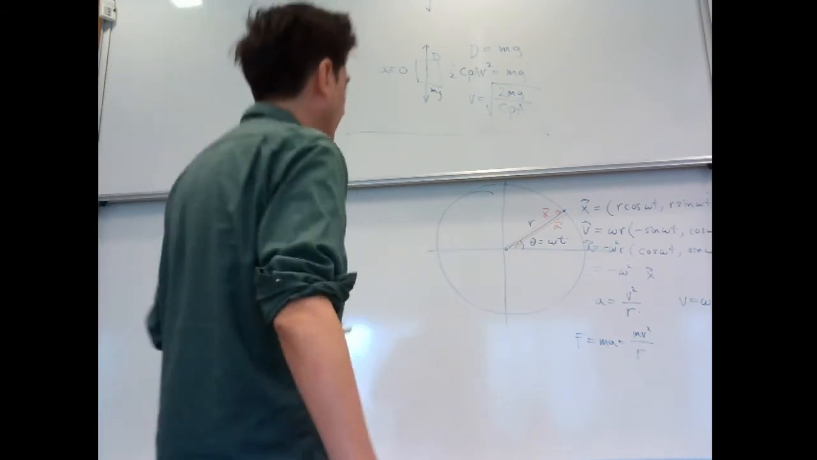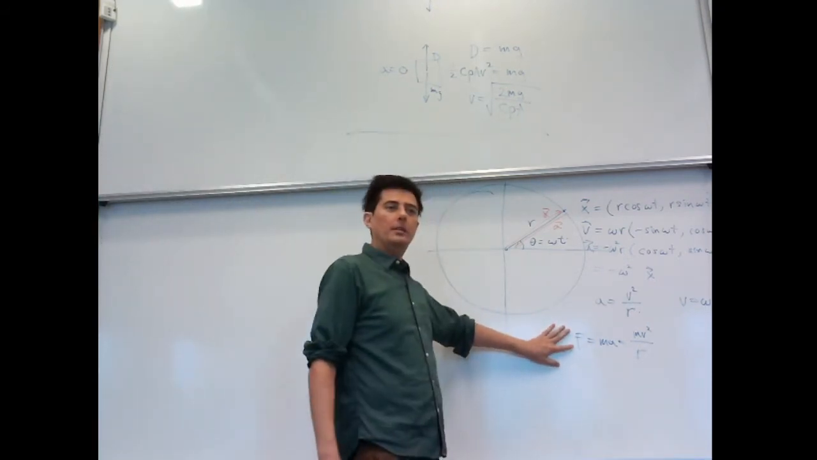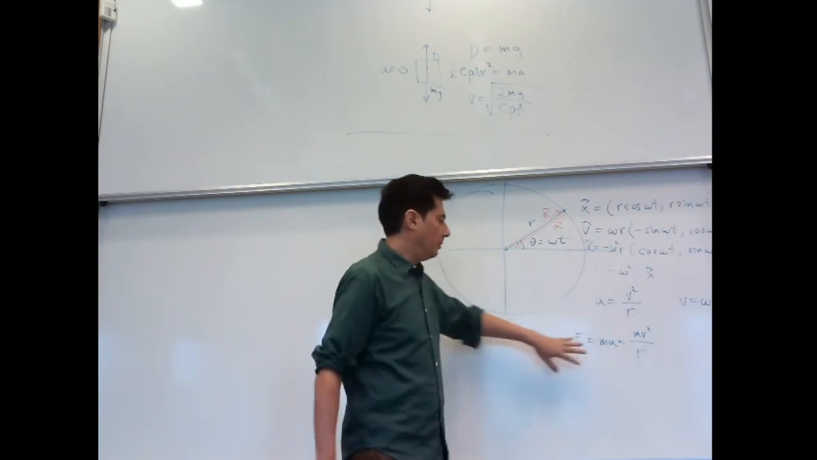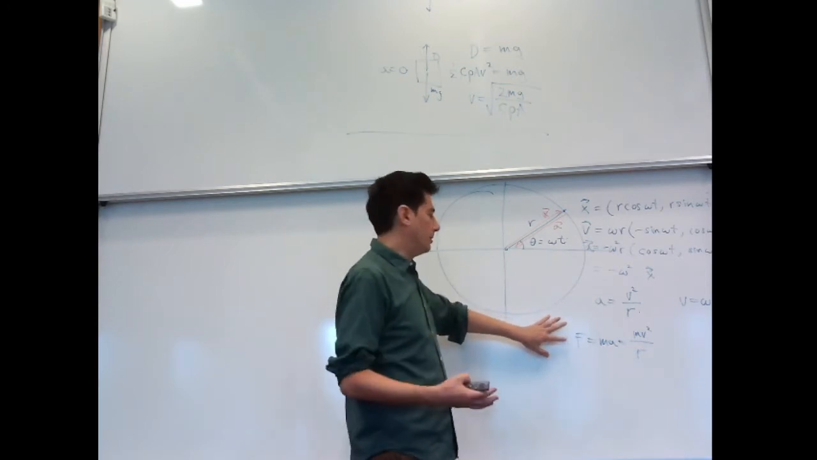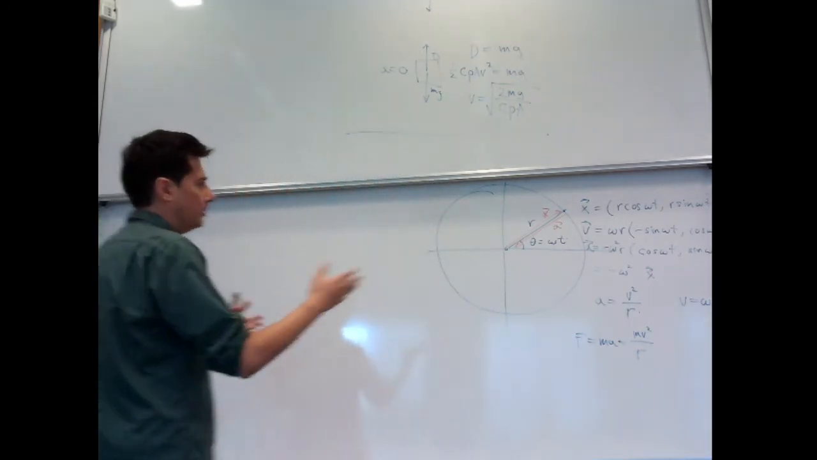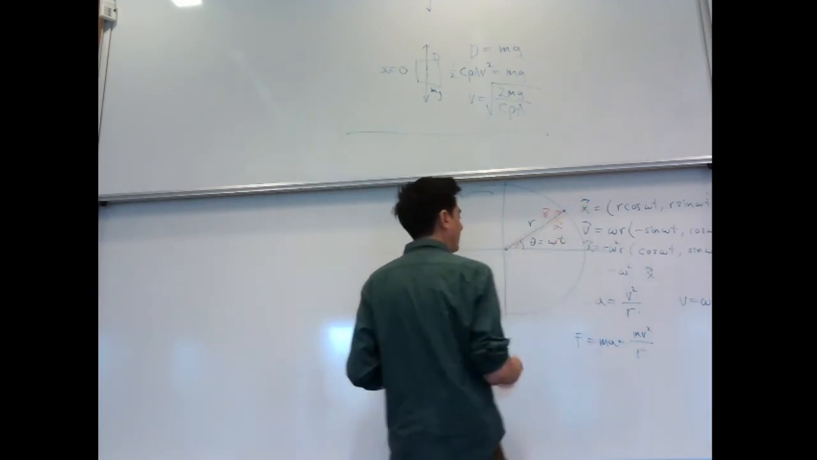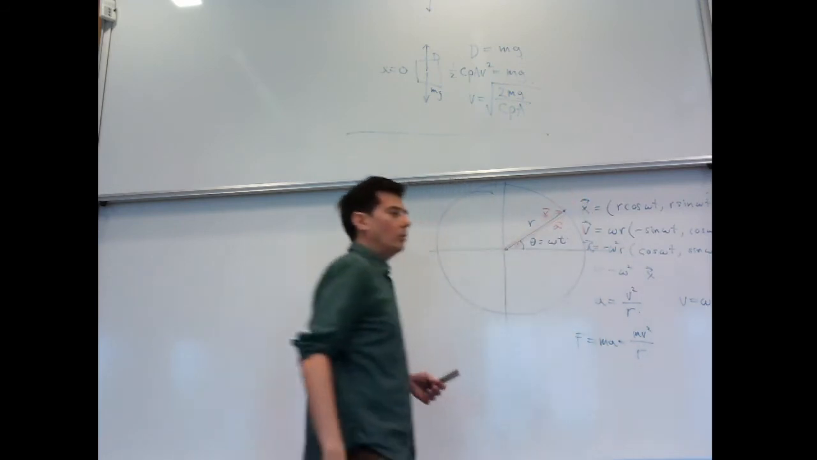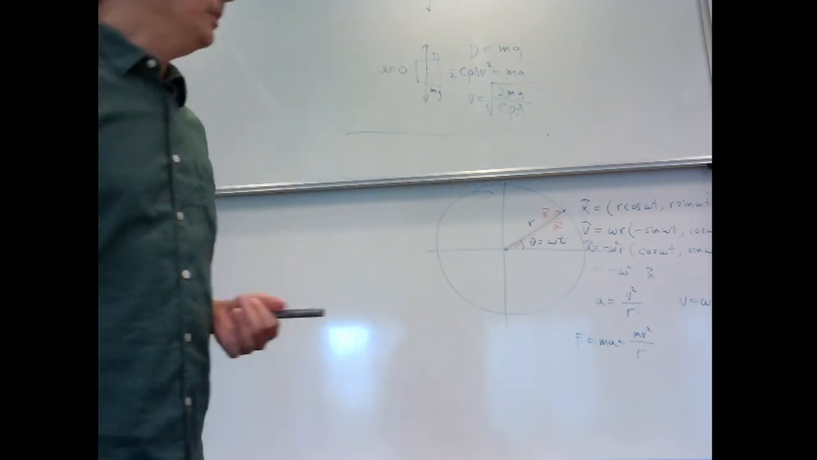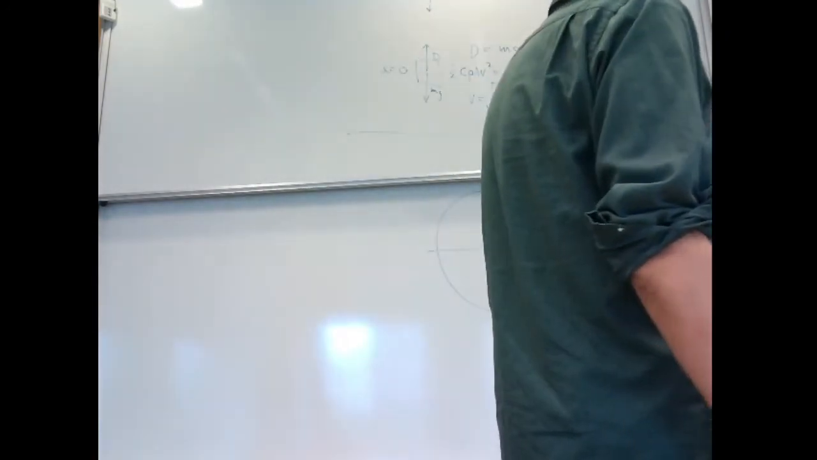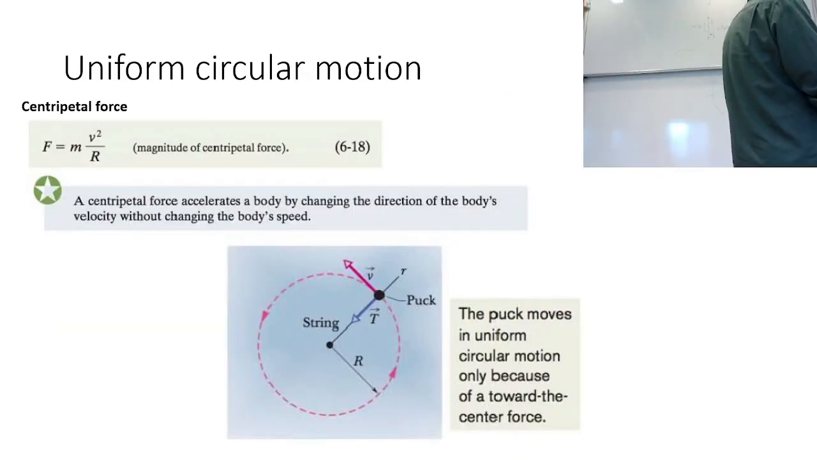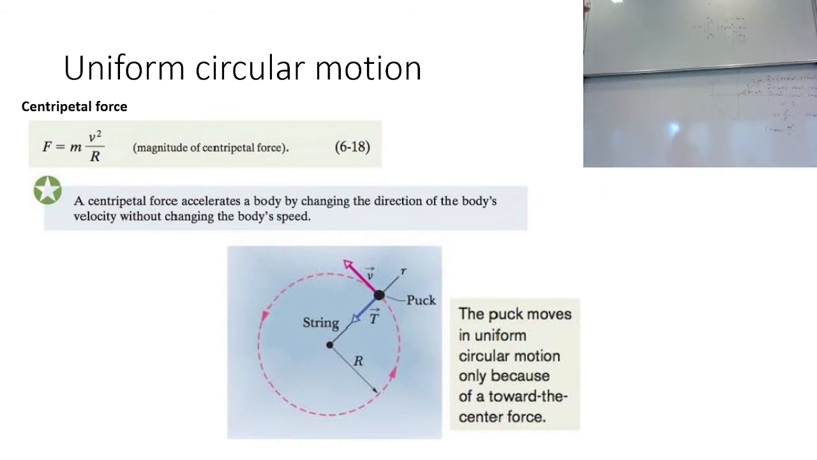So again, the force is always in the same direction as acceleration, right? So this is just talking about the magnitude, the size of the force. But because the force is also a vector, that also means that the force is always acting towards the center of the circle. So this basically says here that the centripetal force accelerates the body by changing the direction of the body's velocity, but without changing the body's speed.